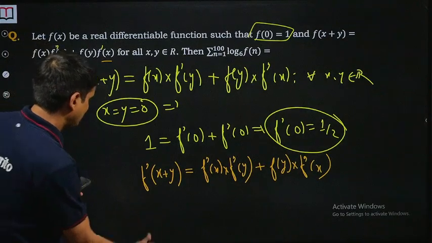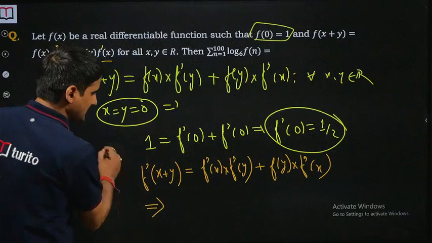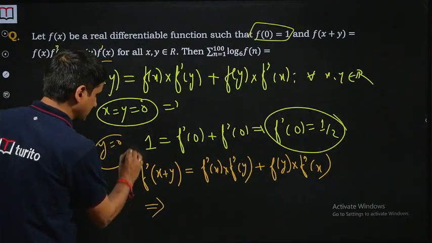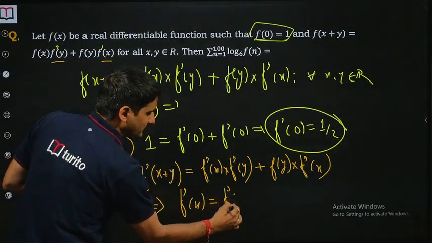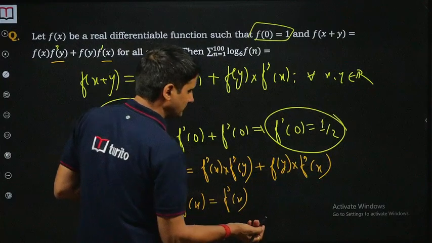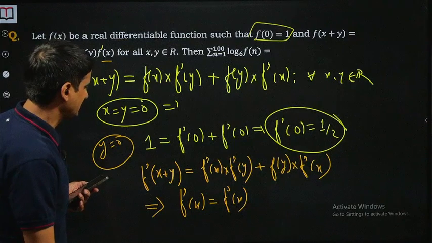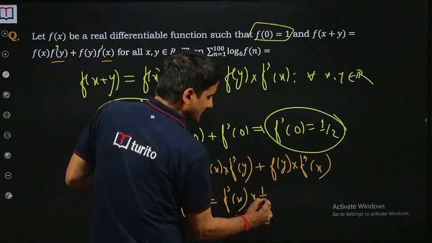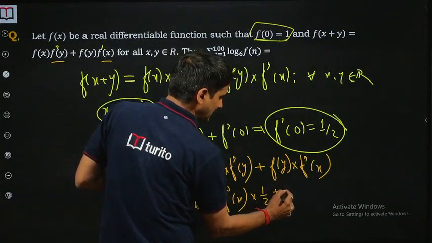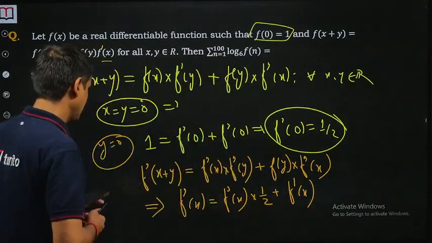Right. So if I put here y equal to 0, what do we get? f'(x) is equal to f'(x) into f'(0). Okay, we got an identity relation. Just a minute. Because f'(0) is half here, and then this is 1 and f'(x). Okay, wait. There's something wrong.